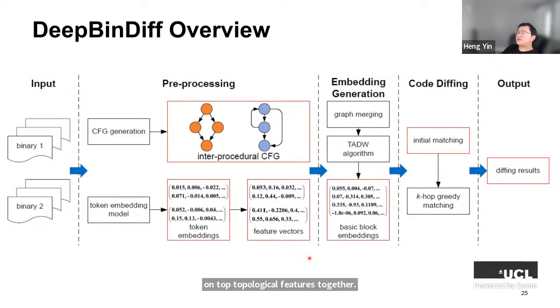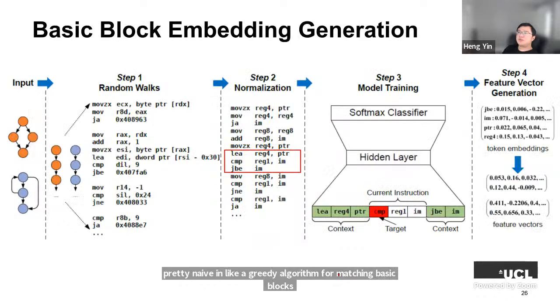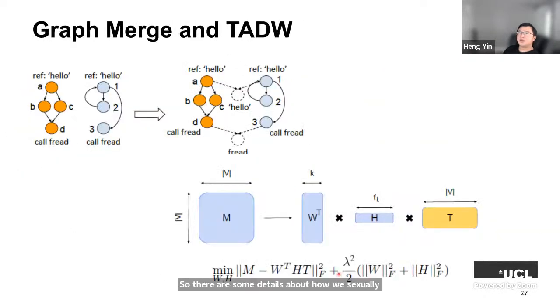And then based on this representation we learned, we can use a pretty naive, greedy algorithm for matching basic blocks. There are some details about how it's actually done, but I don't want to spend too much time. If you're interested, you are welcome to read the paper for details.